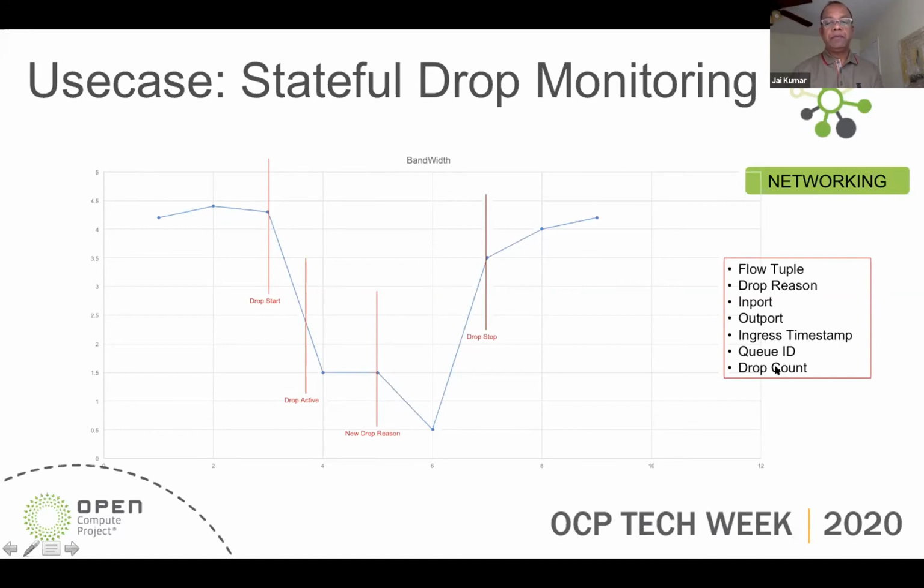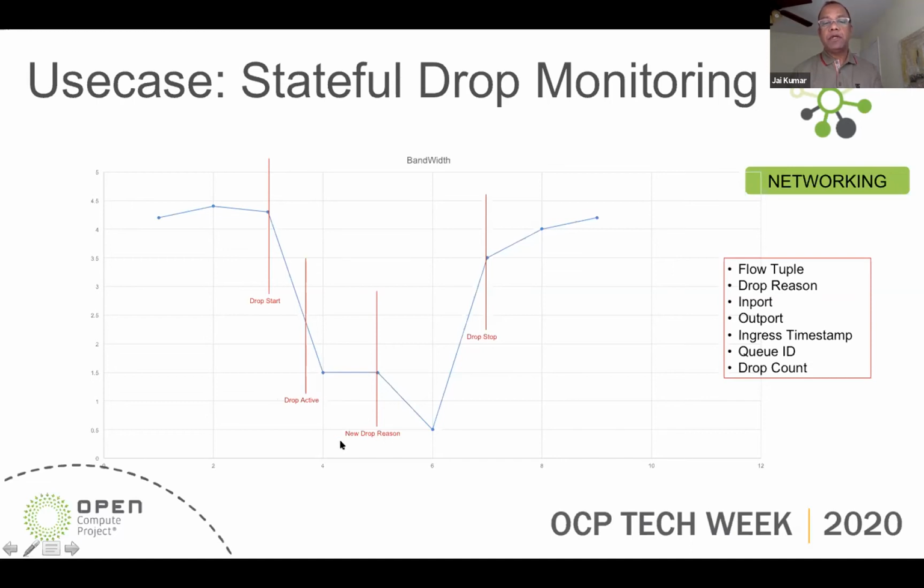So if the collector sees that there is a first drop, and then new information coming in from the hardware saying the drop reason is the same but the same drops are still happening, it concludes that the drop is still active. That's one possibility. The other possibility is that on the same flow, you may also see another new drop reason, right?